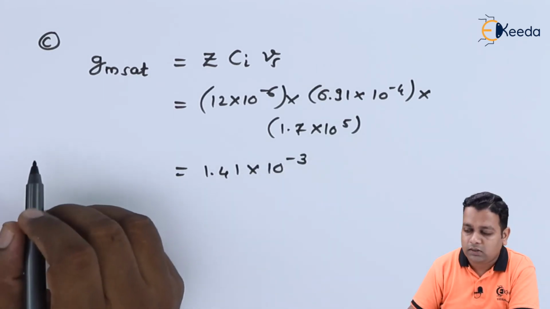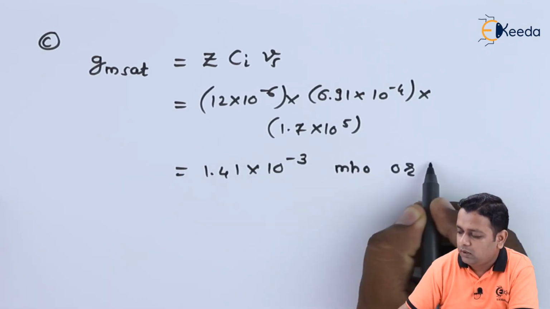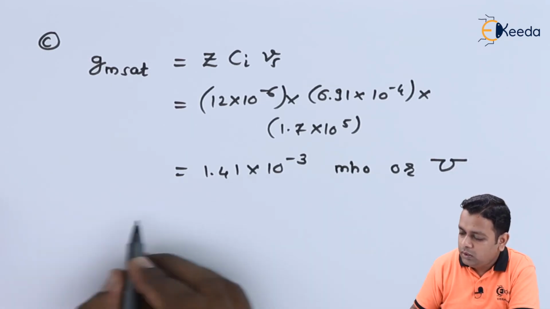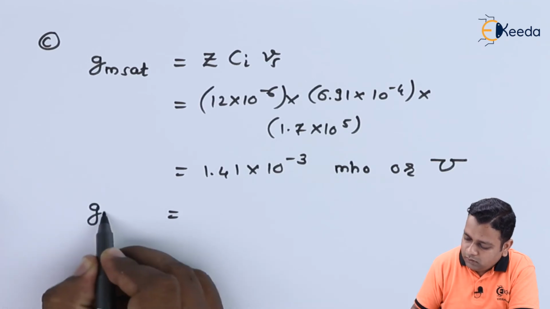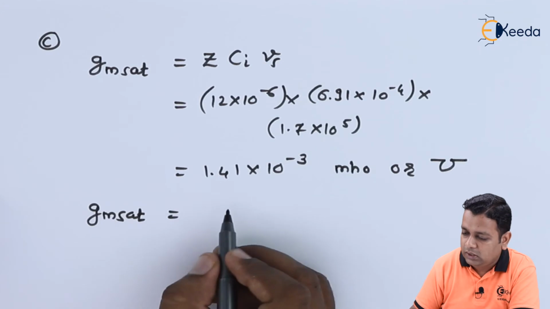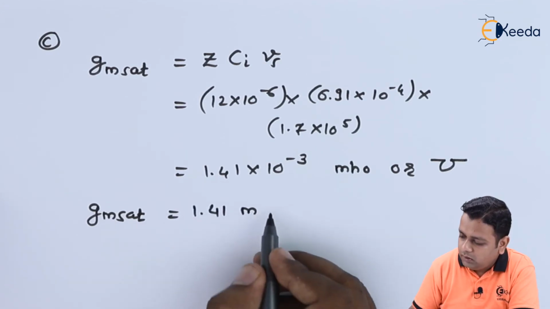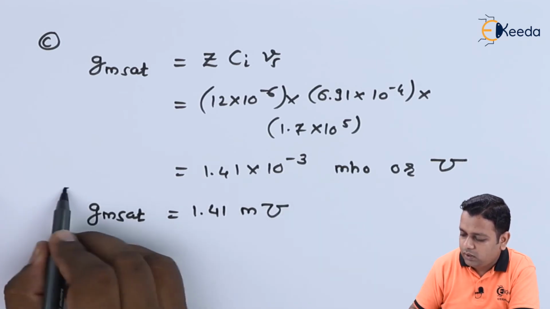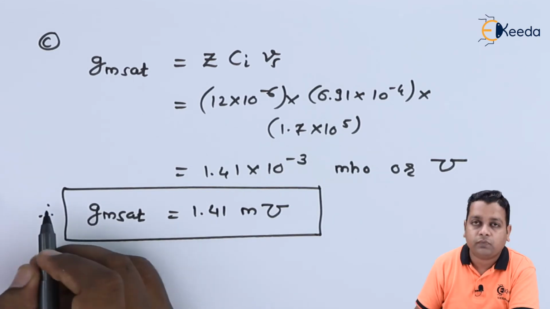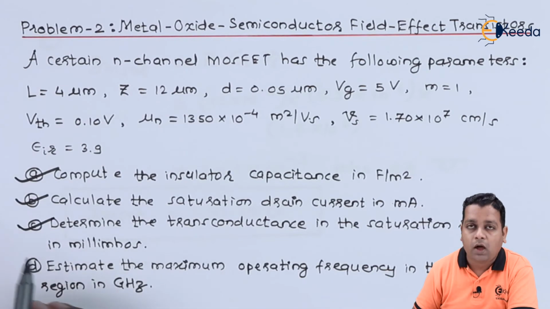As this is the transconductance, it should be measured in terms of mhos, or we can also represent it by the inverted omega sign here. So the required transconductance in the saturation region is represented as 1.41 millimhos. I outline the answer here. So now out of the 4 things to be calculated, 3 have been done.